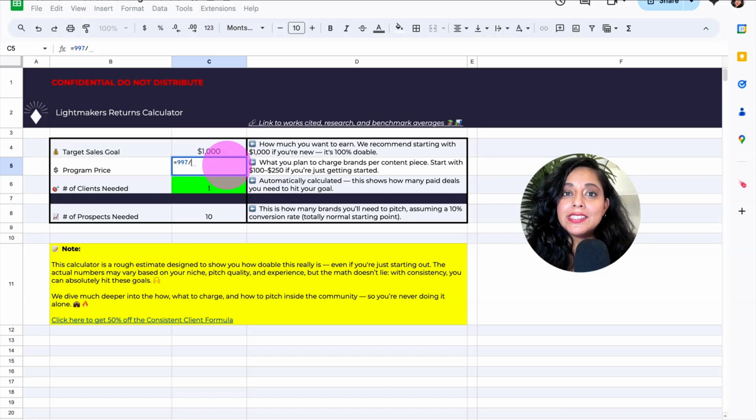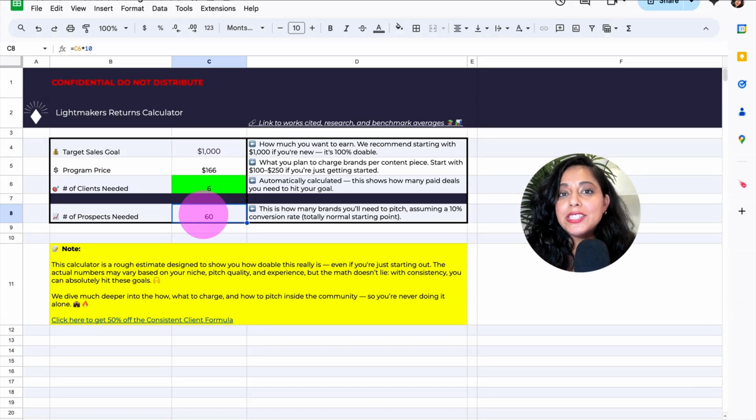Say we have the 997 program and we divide it by 6. That means that you are pricing your program at $166 for a 6-month payment plan, and you need 6 clients to hit your target of $1,000. That means you need to be talking to 60 prospective clients.